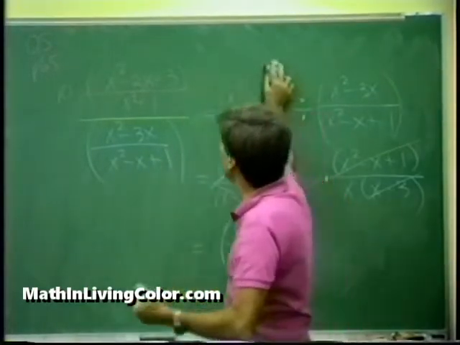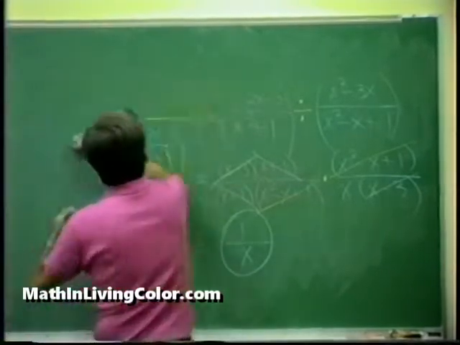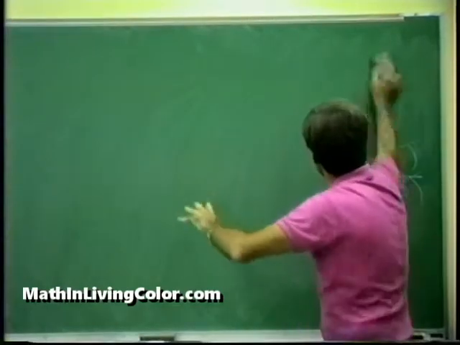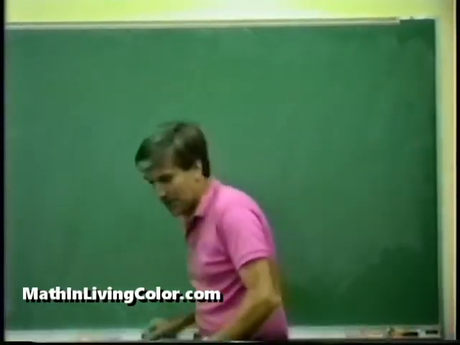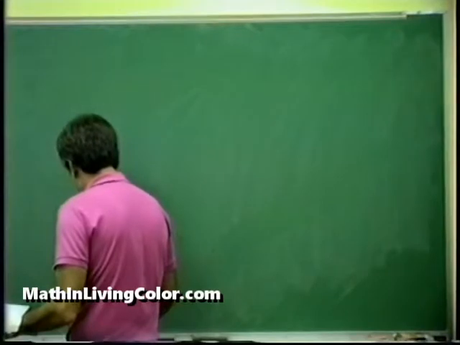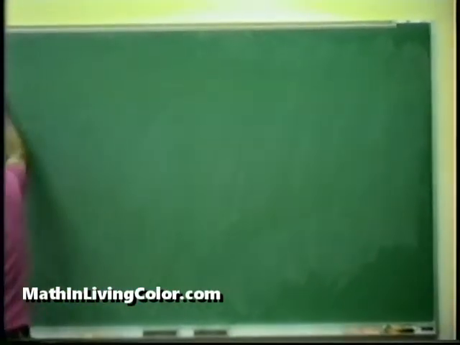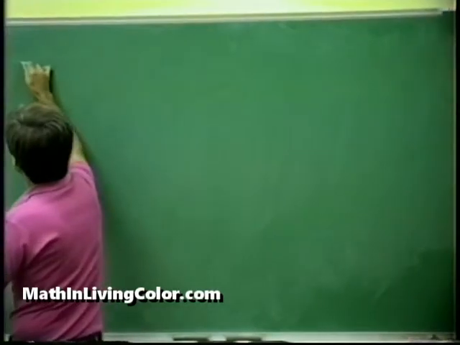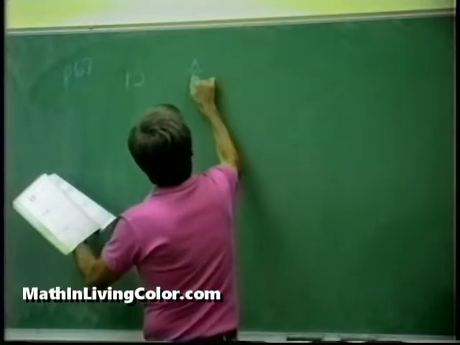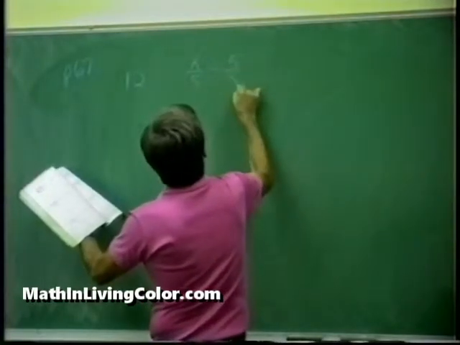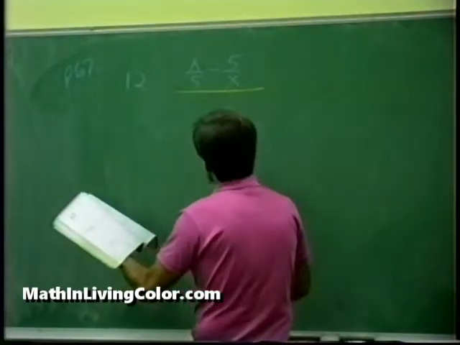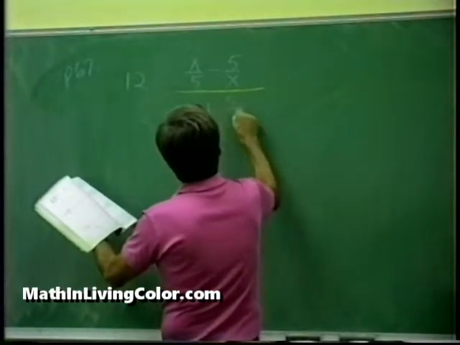The strength of method 1 is it doesn't matter how complicated the problem looks, you only have to look at half of it at a time. So you only have to look at the top part, and then you have to look at the bottom part. Let me do an example of method 1. I like to do number 12 on page 67. It says x over 5 minus 5 over x. And then this long line means divided by, and then the denominator is 1 plus 5 over x.